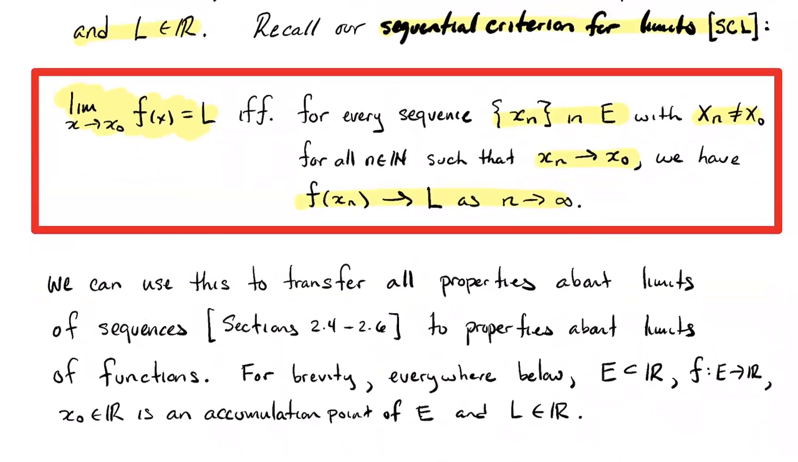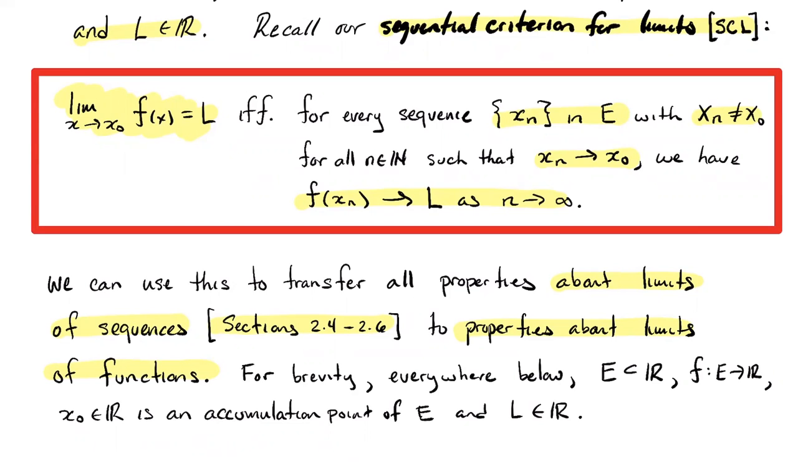And the gist of this whole lecture, I'm going to do some things explicitly for you and then kick a lot of it to you and hope that you'll practice these ideas yourself, is that you can basically transfer any property about limits of sequences, that is all the material from sections 2.4 to 2.6, to properties about limits of functions using this sequential criteria for limits. So that's what I want to illustrate in this lecture.